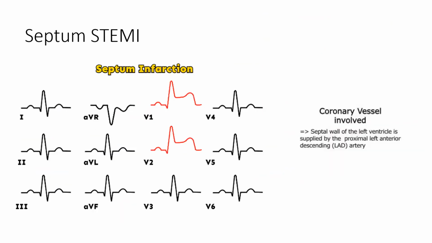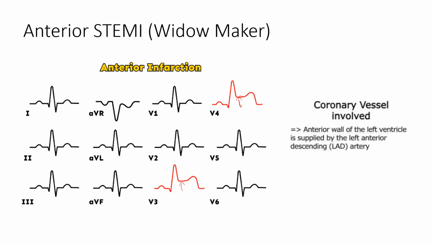Septal, kind of self-explanatory, elevation in the ST segment, that's in V1 and V2. The anterior, this is the big one as well. This is your widowmaker because the area this involves is your left anterior descending artery, and this is your left ventricle that it perfuses.